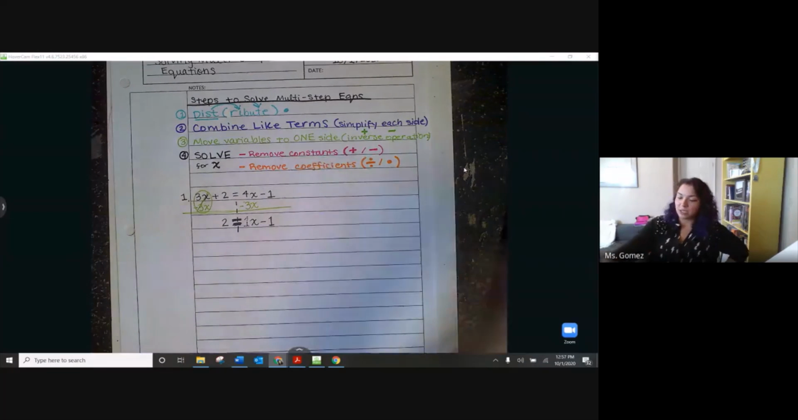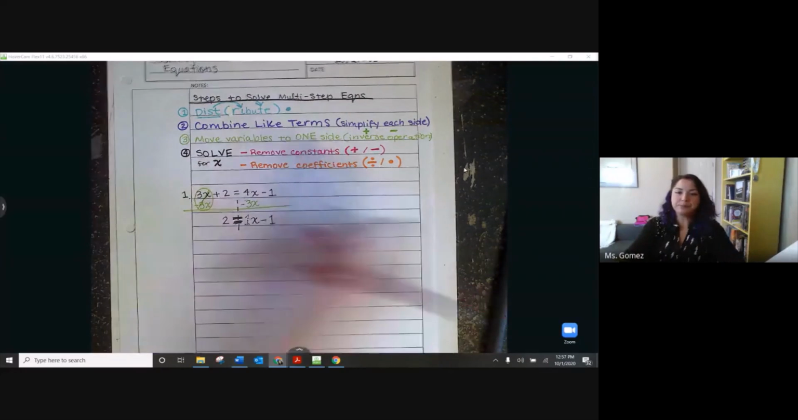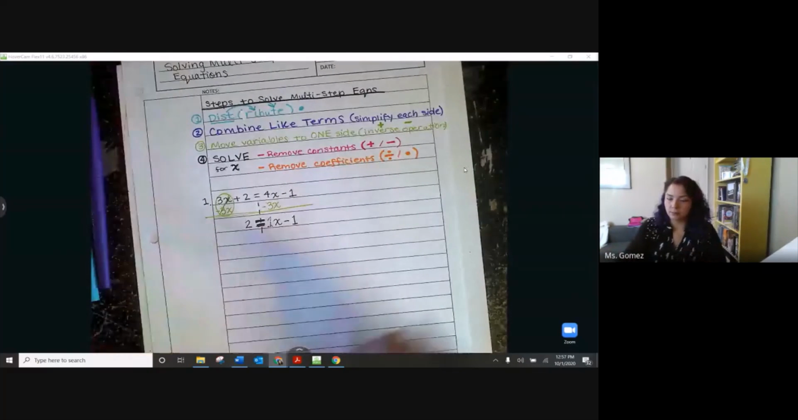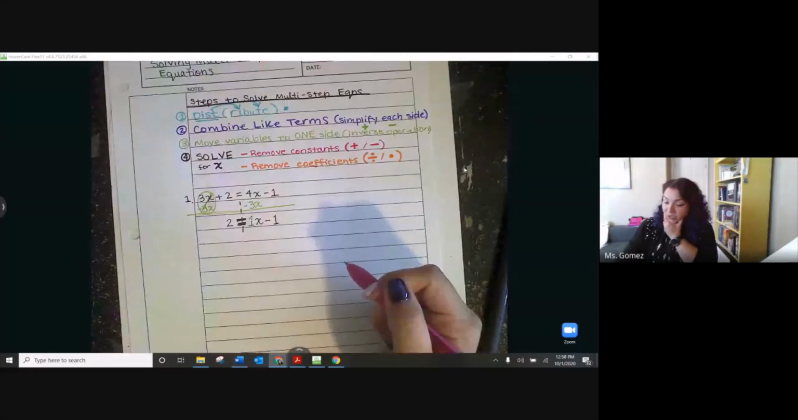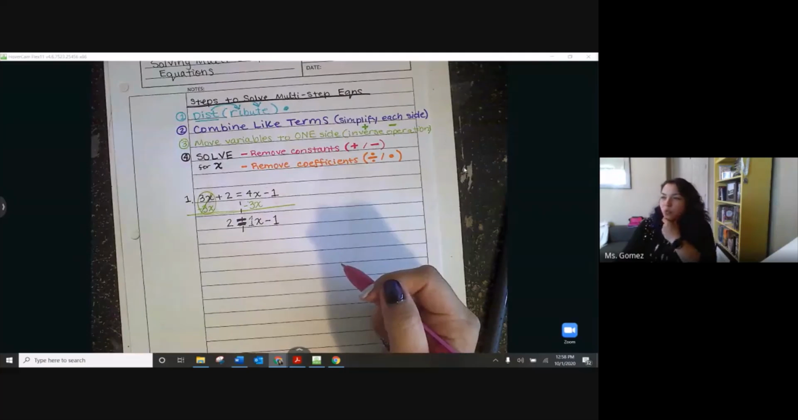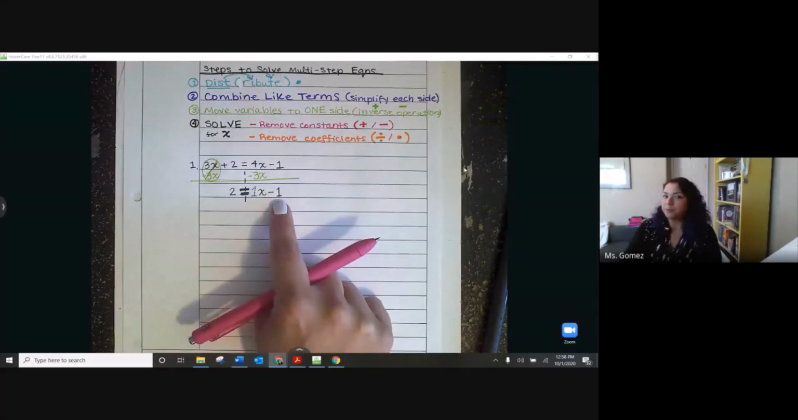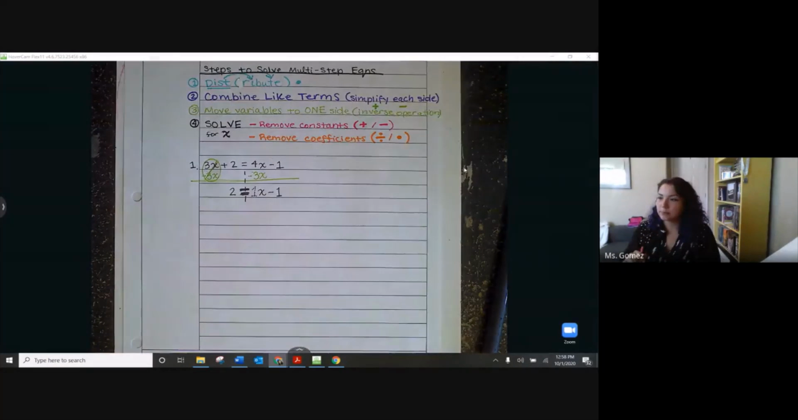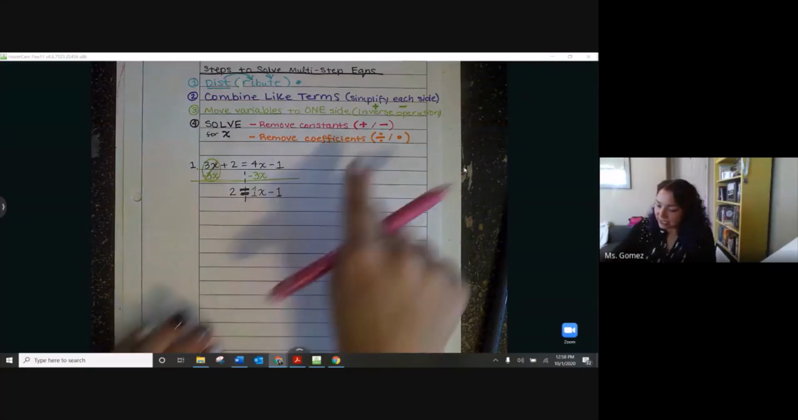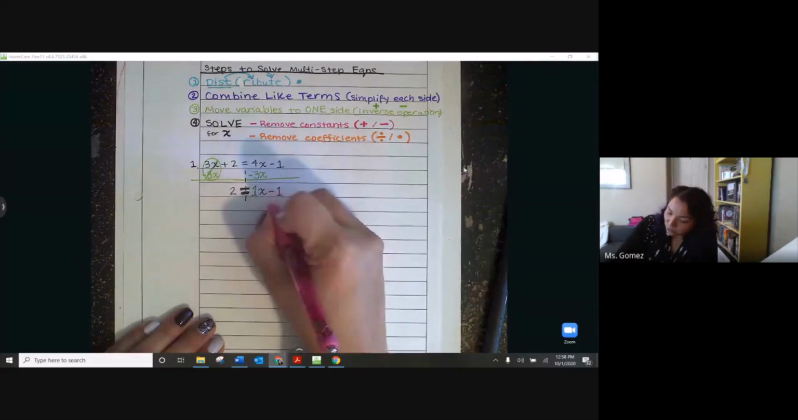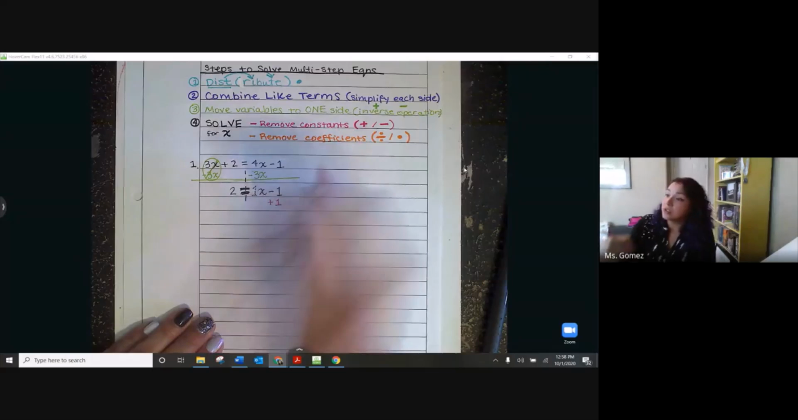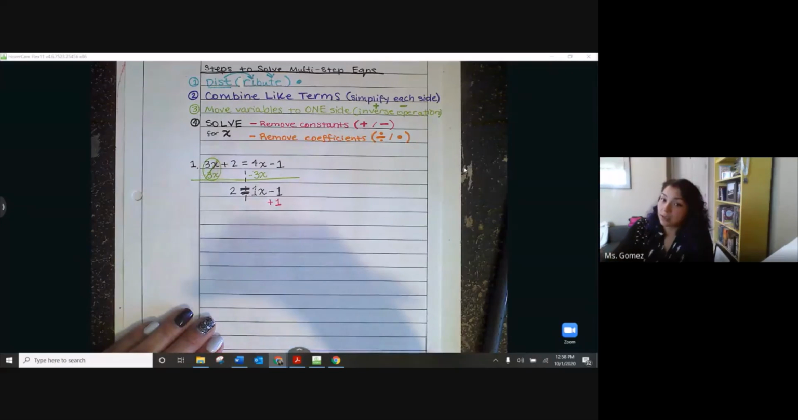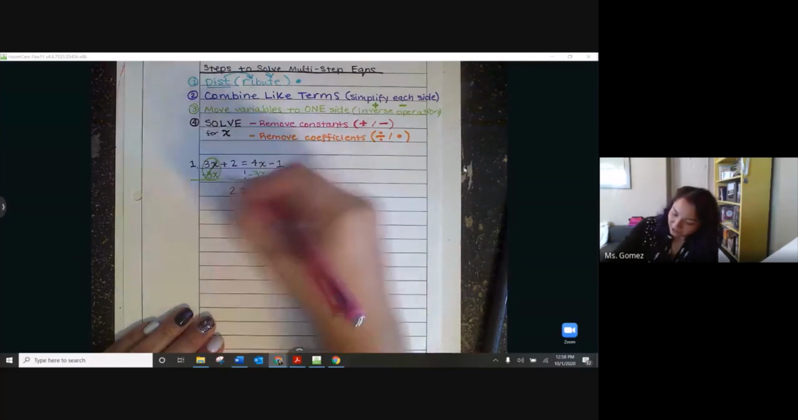So keeping that in mind, my pink step, tell me, what do I do next? What do I do next? Oops. -1. Okay. I do want to remove my -1, but how? You are correct. Add 1. Yeah, I'm going to use the inverse operations again. So I'm going to add 1, and negative 1 plus 1 equals 0. Okay, okay.